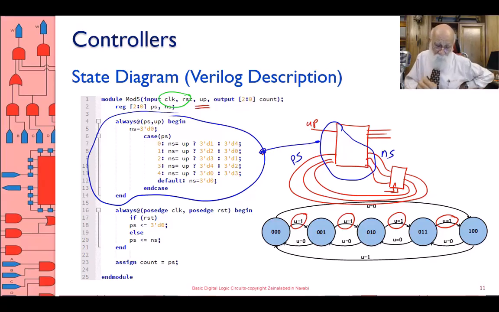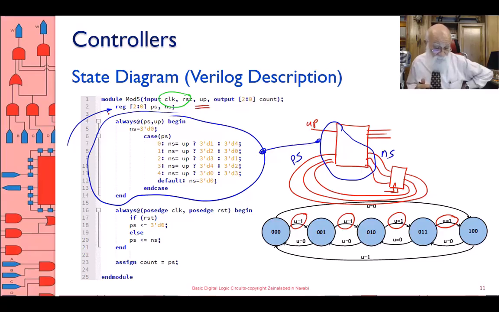The input of the blue part is the present state, and the output of it is the next state, and therefore I'm declaring my present state and next state on line 2. Those are not necessarily the input and output of the circuit. Let's describe this. We have talked about always statements describing combinational parts.